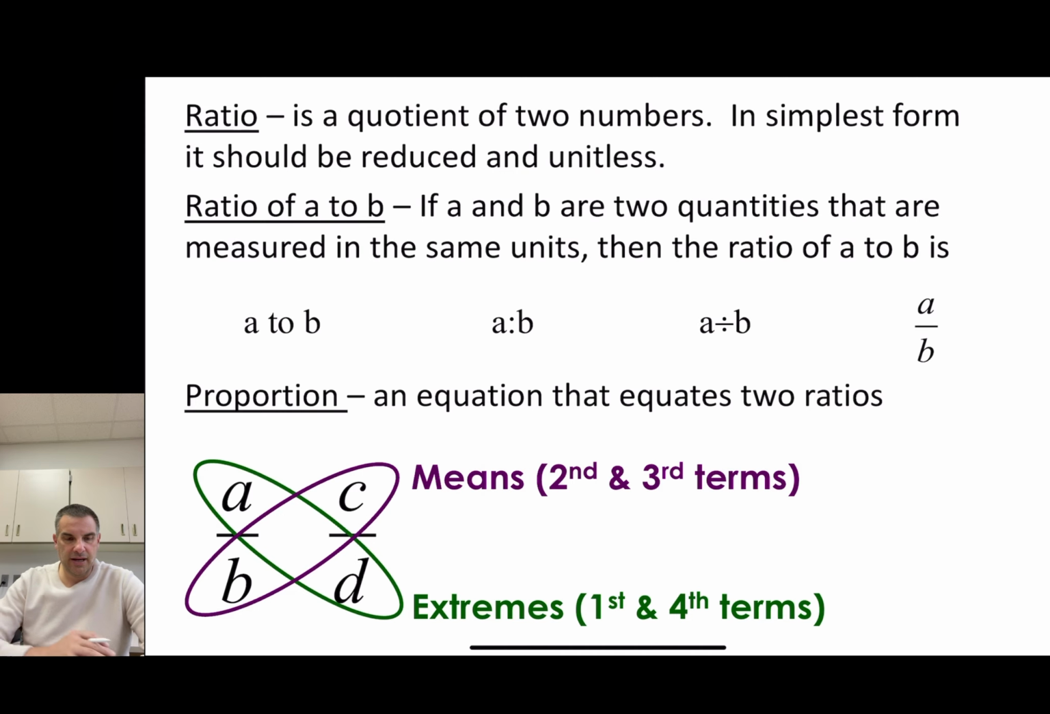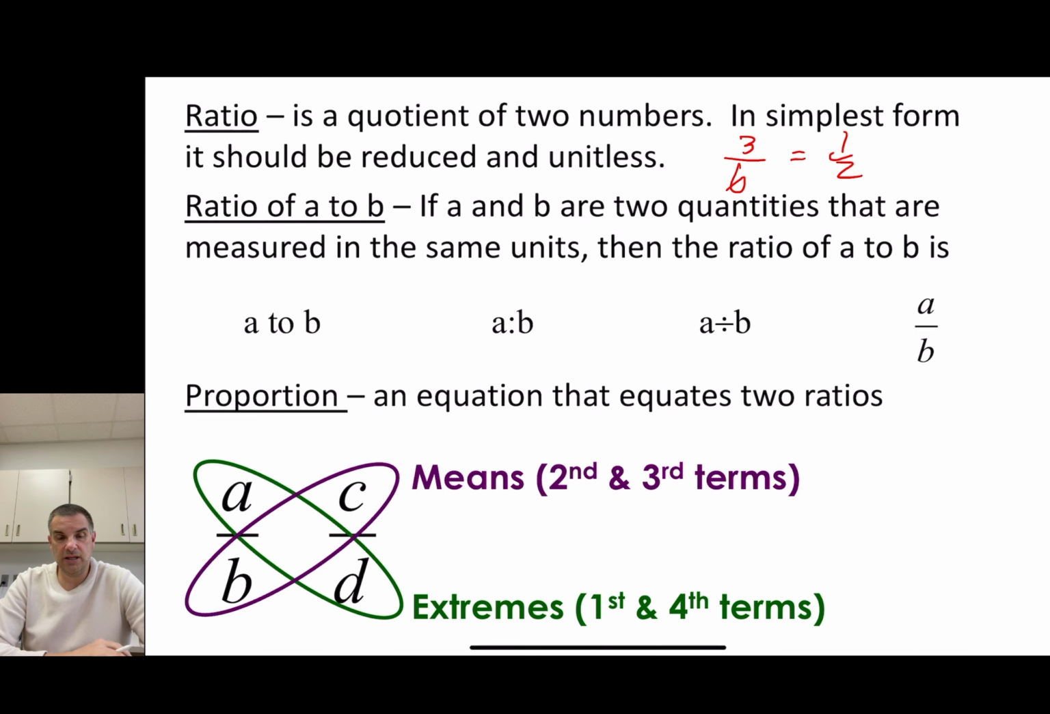So just some things to remember. A ratio is a quotient of two numbers. In simplest form, it should be reduced and unitless, so fractions. So a ratio is essentially a fraction. So we could have something like the ratio 3 to 6. That's not in reduced form. In reduced form, that's going to be equivalent to 1/2. And that's what that's equivalent to.